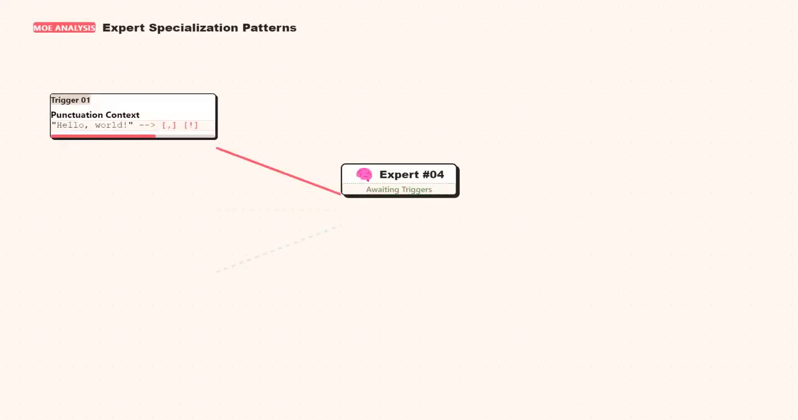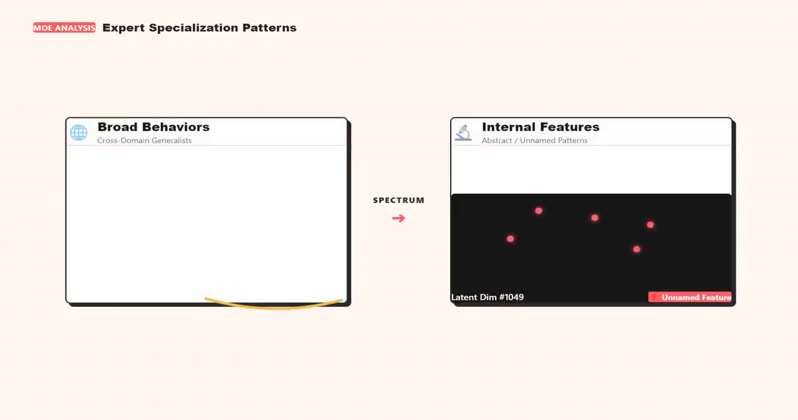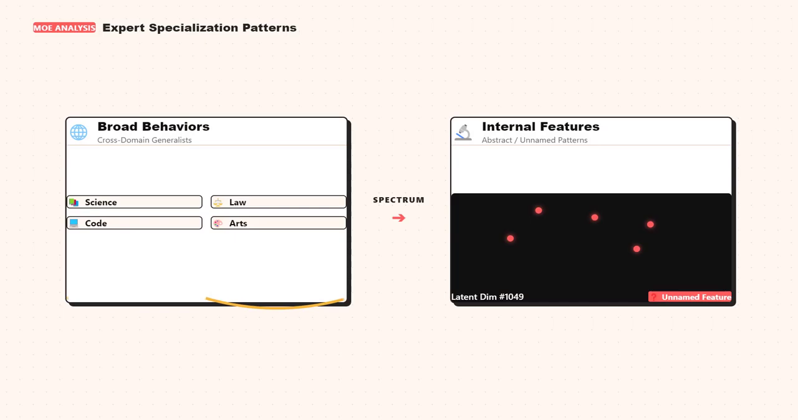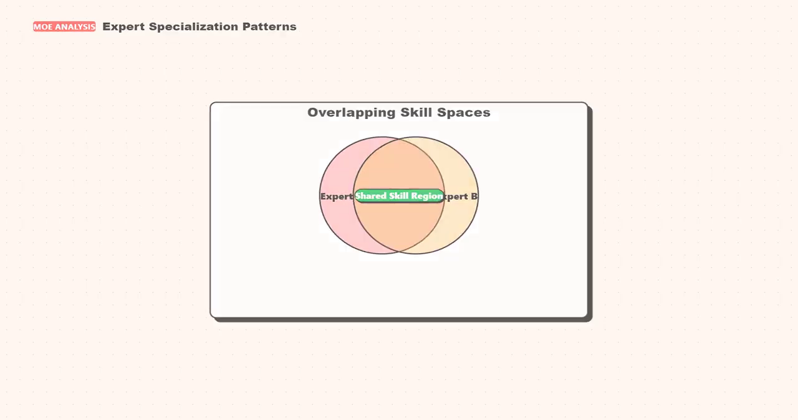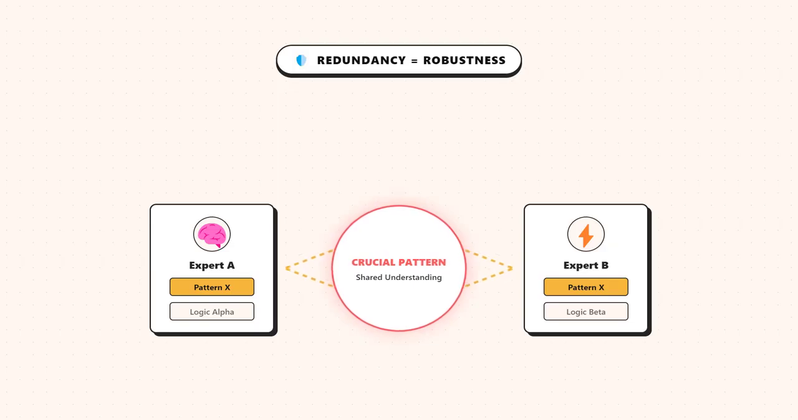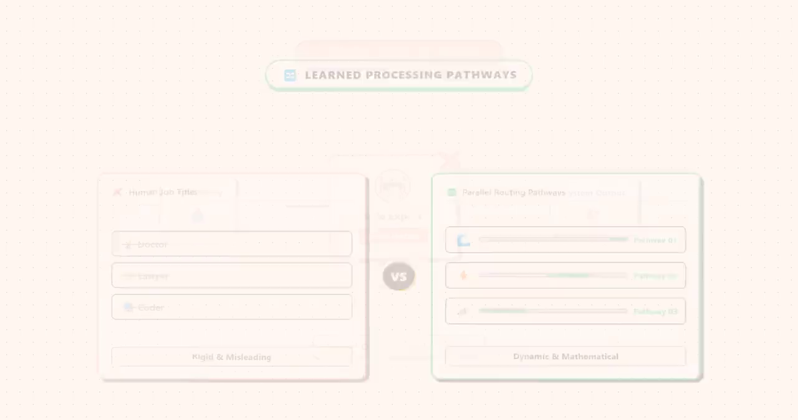An expert might respond strongly to punctuation in one context, numerical formatting in another, and a particular sentence structure somewhere else. Some experts may learn broad behaviors used across many subjects. Others may become specialized around internal features that are difficult for humans to name. And in some models, multiple experts appear to learn partially overlapping skills. That overlap is not necessarily wasteful. Redundancy can make the system more robust. If only one expert understood a crucial pattern, the entire model could become overly dependent on that expert.